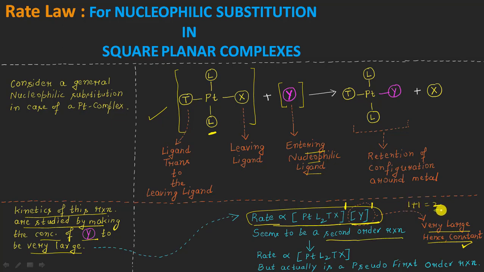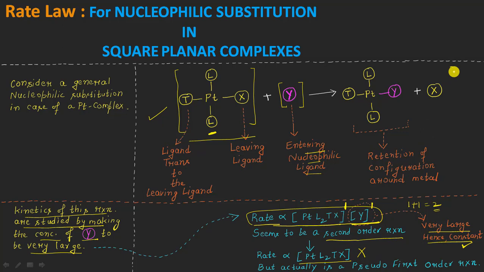From this molecularity, it seems that it is a second order type of reaction, but in actual practice, because Y is present in large excess and its concentration is taken to be constant here, it has to be eliminated in the rate law, such that the rate is directly proportional to the concentration of only the starting reactant molecule, or this complex here. So this reaction is not a second order reaction, it will actually be a pseudo first order type of reaction, right?